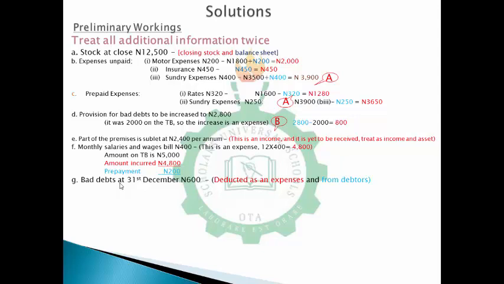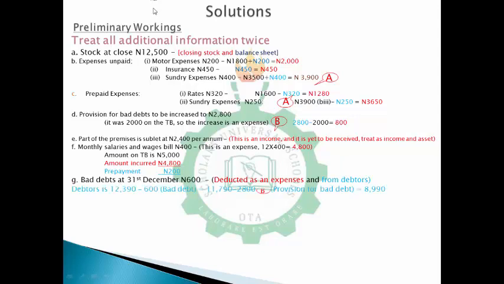And two, if you're given bad debt as additional information, please deduct it as an expense and deduct it from your debtor, because it has not been deducted from your debtor. That is why they are giving it to you as additional information. And in this case, we are given it as additional information. So bad debt as at 31st December is 600 naira. So deduct it as an expense and from debtors. Those are the two entries.